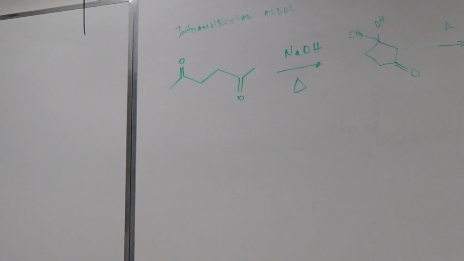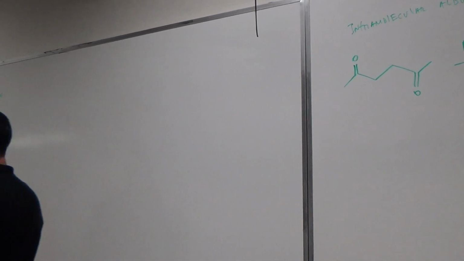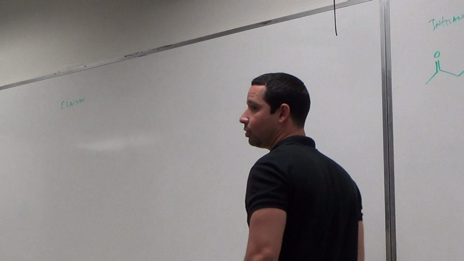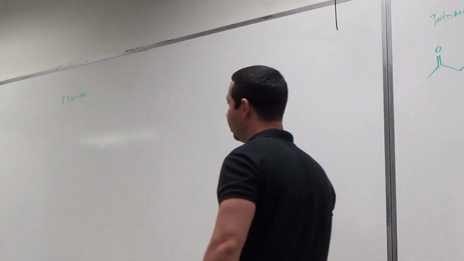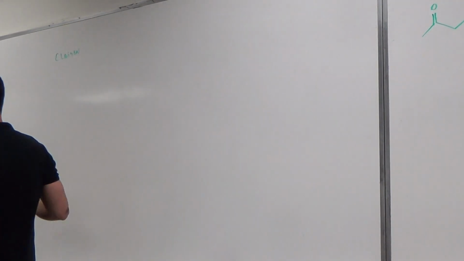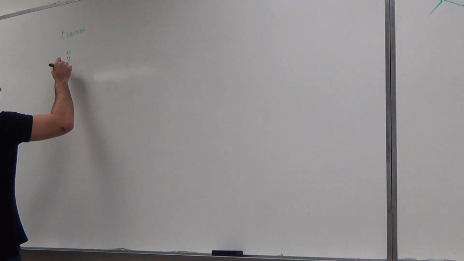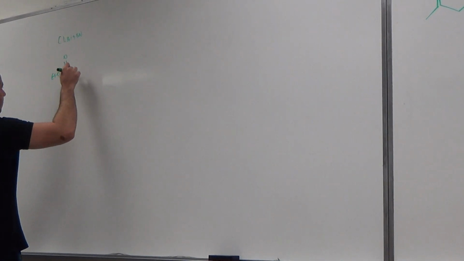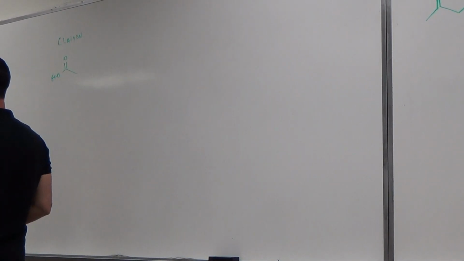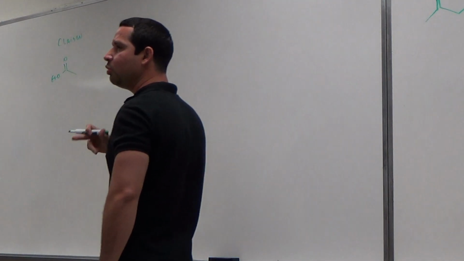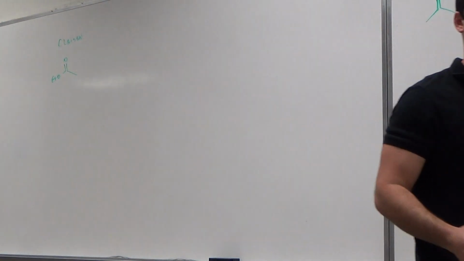This is called Claisen. So aldol is aldehydes and ketones. These are esters. So, different name, yes? If I treat this with a base, what base should I use? Should I use sodium hydroxide?